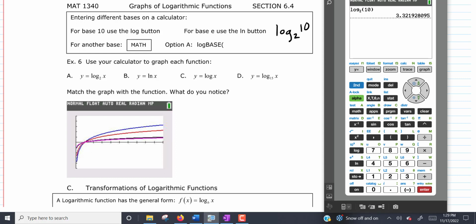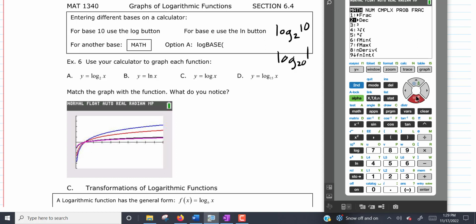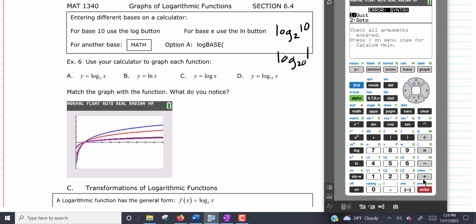Okay, here's one more example. If you did log base 20 of 1, okay. I mean, I would hope that you know what the log base 20 of 1 is. Do you? 0, good. Yeah, okay. But here's how you would put it in. You would go math all the way down to the bottom. You would put your base in. And by the way, the log of 1 is, crap, what did I just do? Okay, there we go. So I put that in like that. Yeah, that's 0. Okay, so that's how you put it in.